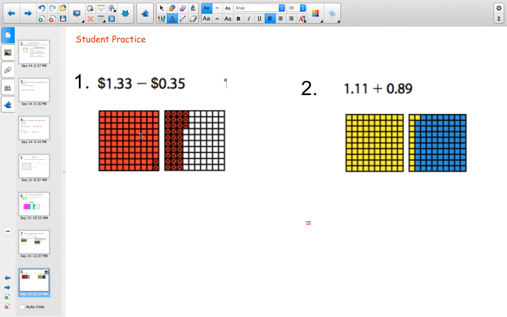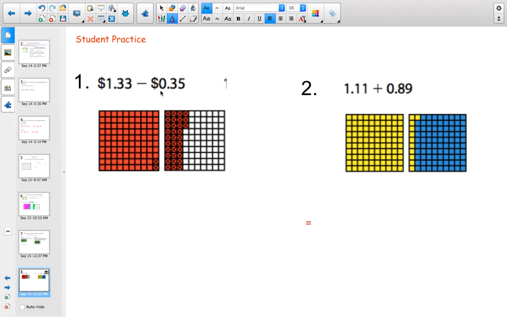Looking at question number 1, we have one grid filled out and then 33 squares filled out over here. One grid equals our $1 in this case, and the 33 squares over here, 10, 20, 30, 31, 32, 33, represents our 33 cents. So $1.33 is colored in red. We subtracted our 35 cents, so we crossed off 35 of these squares.